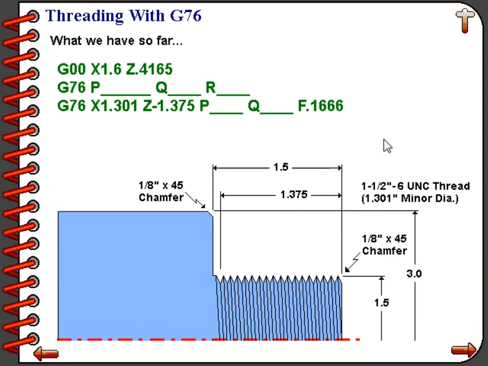And earlier we told you that the feed rate had to equal the pitch. There was no way that you could change the feed rate without altering the pitch. So in our case, we took 1 divided by 6, which was the number of threads per inch, and that gave us 0.1666. Hopefully so far you kind of understand where some of this information is going to go in your program. We're going to take a look at the remaining words in the next few slides.